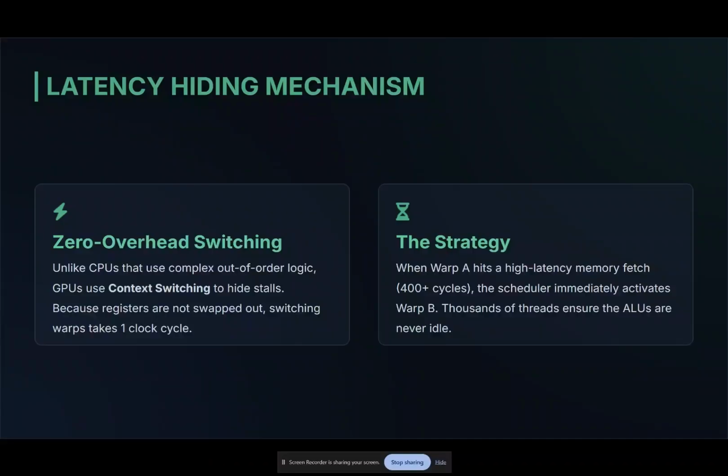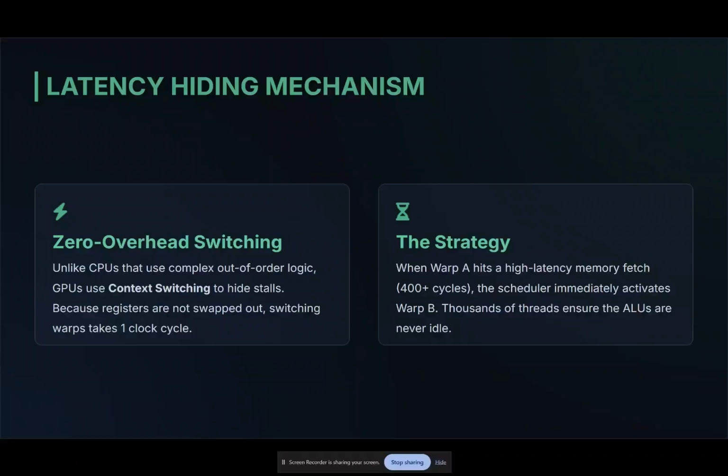It just switches to a different warp entirely. And because every warp's register state is always live on the chip, that switch costs exactly one clock cycle. No saving, no restoring, just switch. So while warp A waits 600 cycles for its memory, the scheduler has already moved to warp B, C, and D. By the time it comes back to warp A, the data is ready. The ALUs never go idle.